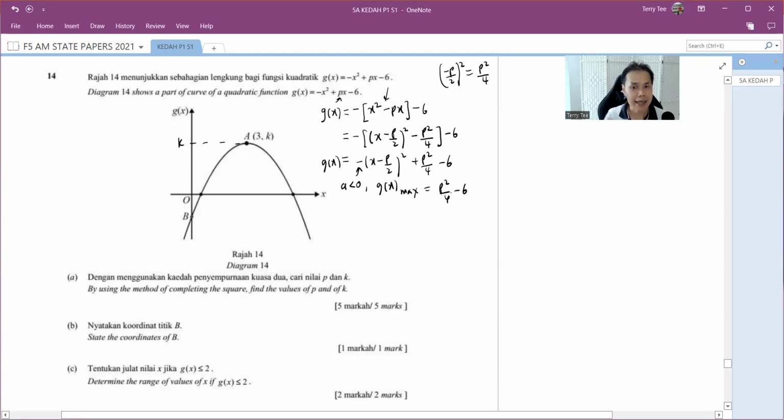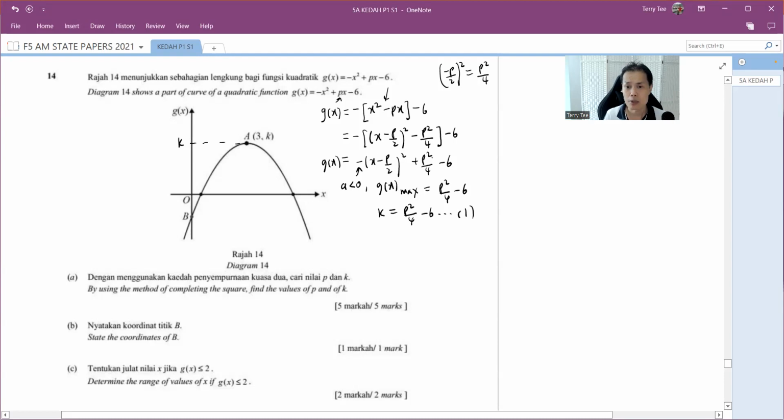And okay, how about your axis of symmetry? Okay, maybe I compare my maximum first. We know your k is now p squared over 4 minus 6. However, I can't solve this yet because we have two unknowns in the equation. We need more information, right? Now, we also know that the maximum happens.